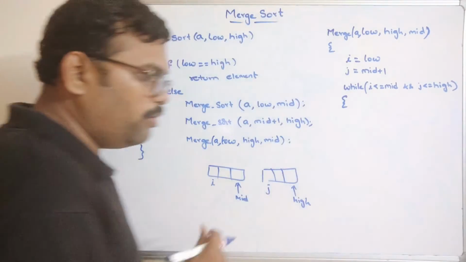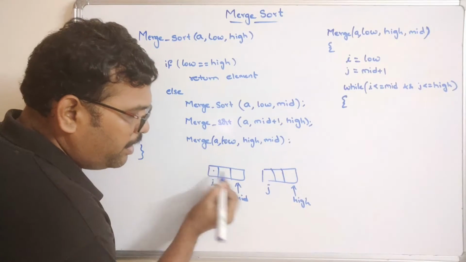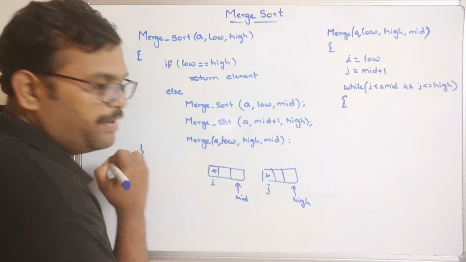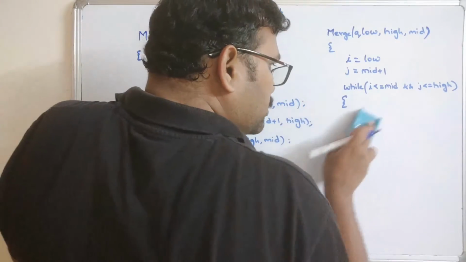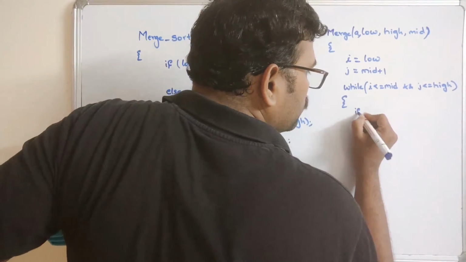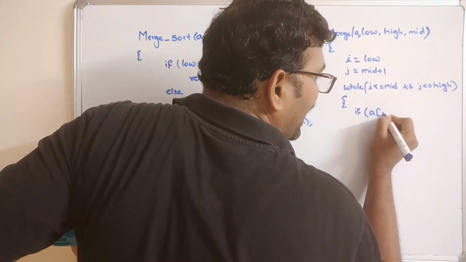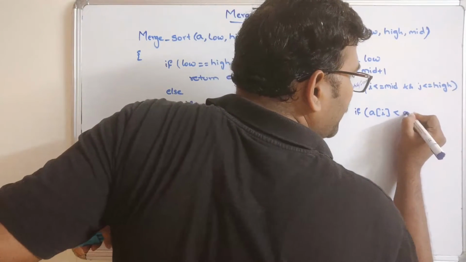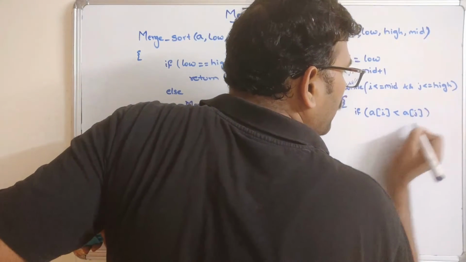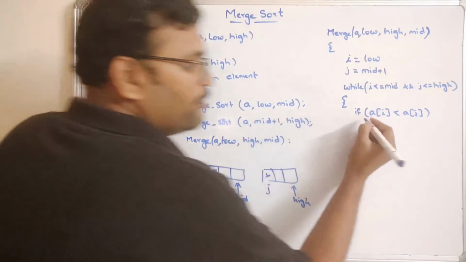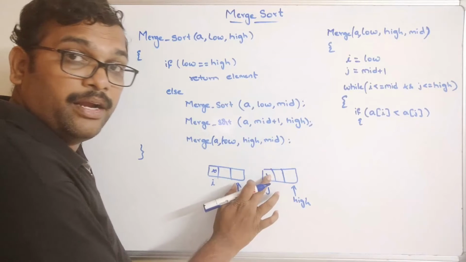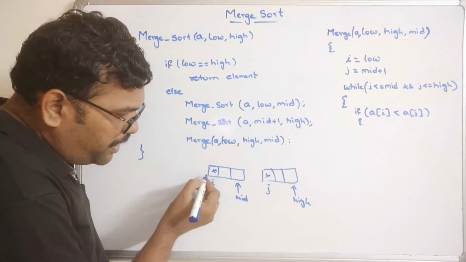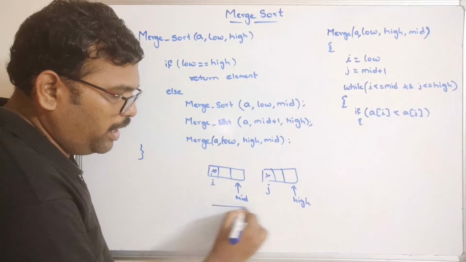What we are doing is comparing this element and this element. So comparison means a condition, right? If a of i is less than a of j, what are we doing? If this element is less than this element, we are copying this element to a new array.